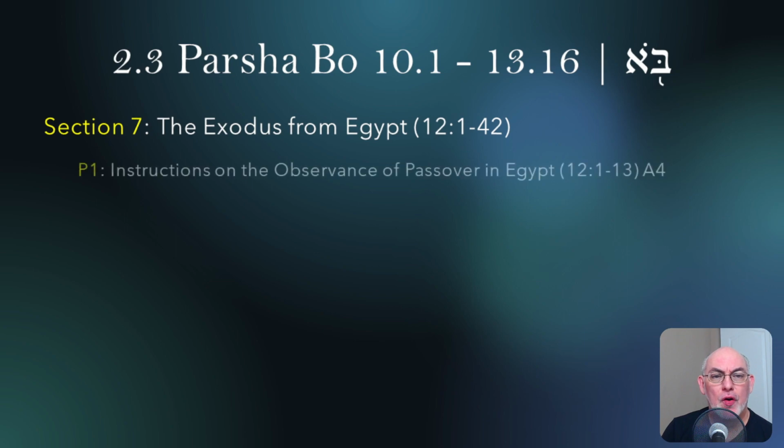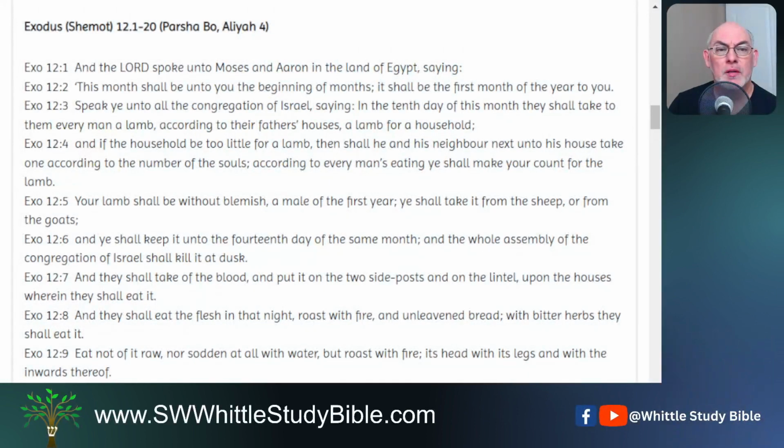Now, our first paragraph is instructions on the observance of Passover in Egypt. This is chapter 12, verse 1, through verse 13. And all of this is contained in Aliyah 4. So let's look at that right quick. Chapter 12, verse 1. We can see it right here.